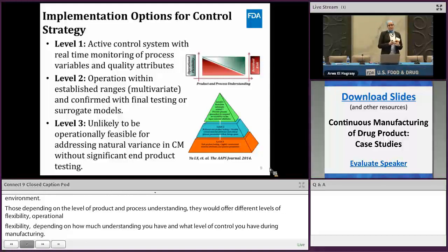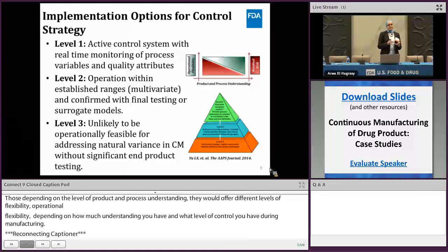Another level, level 2, is when you're operating within established ranges. So you establish the process parameter ranges that you should operate within, and you've understood the multivariate nature of the interaction between process variables and formulation variables, and you also confirm that with final testing.